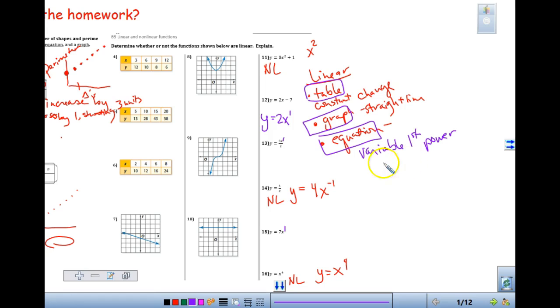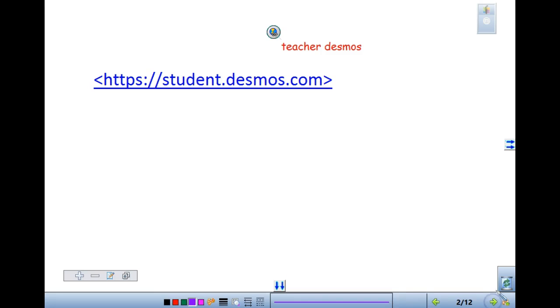Maria. Slope-intercept form I would have taken too. Variable to the first power. Okay? So, any of those reasons. Okay? So, today, you're working on this activity on your computer.